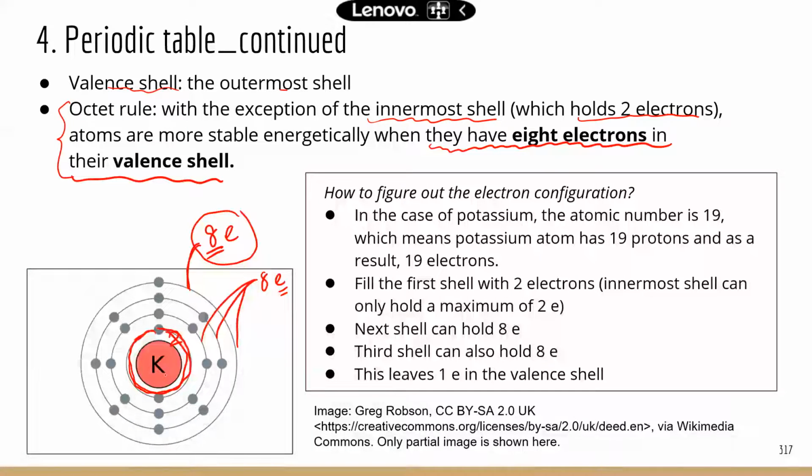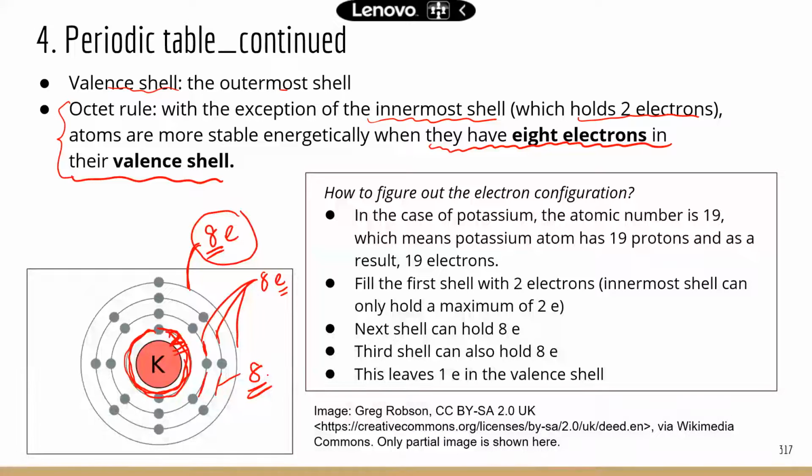If the atom has only 1 shell, then the atom is stable when you have 2 electrons in that only shell, because that shell is both the innermost and the outermost shell, right? So it can only hold 2 electrons at maximum. So when it gets to 2, then the atom is stable. So there's a little bit of an exception. If you only have 1 shell, you are stable at 2 electrons. But if you have more than 2 shells, then the outermost shell should have 8 before the atom is energetically stable.